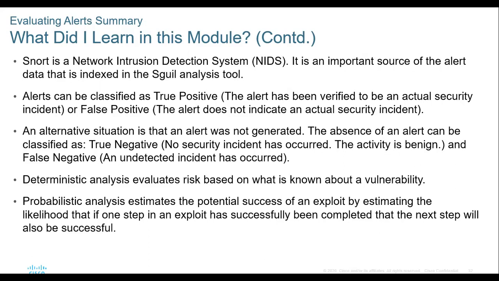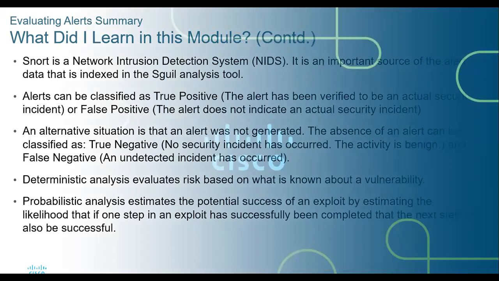Deterministic analysis evaluates risks based on what is known about a vulnerability. Probabilistic analysis estimates the potential sources of an exploit by estimating the likelihood that if one step in an exploit has successfully been completed, the next step will also be successful.